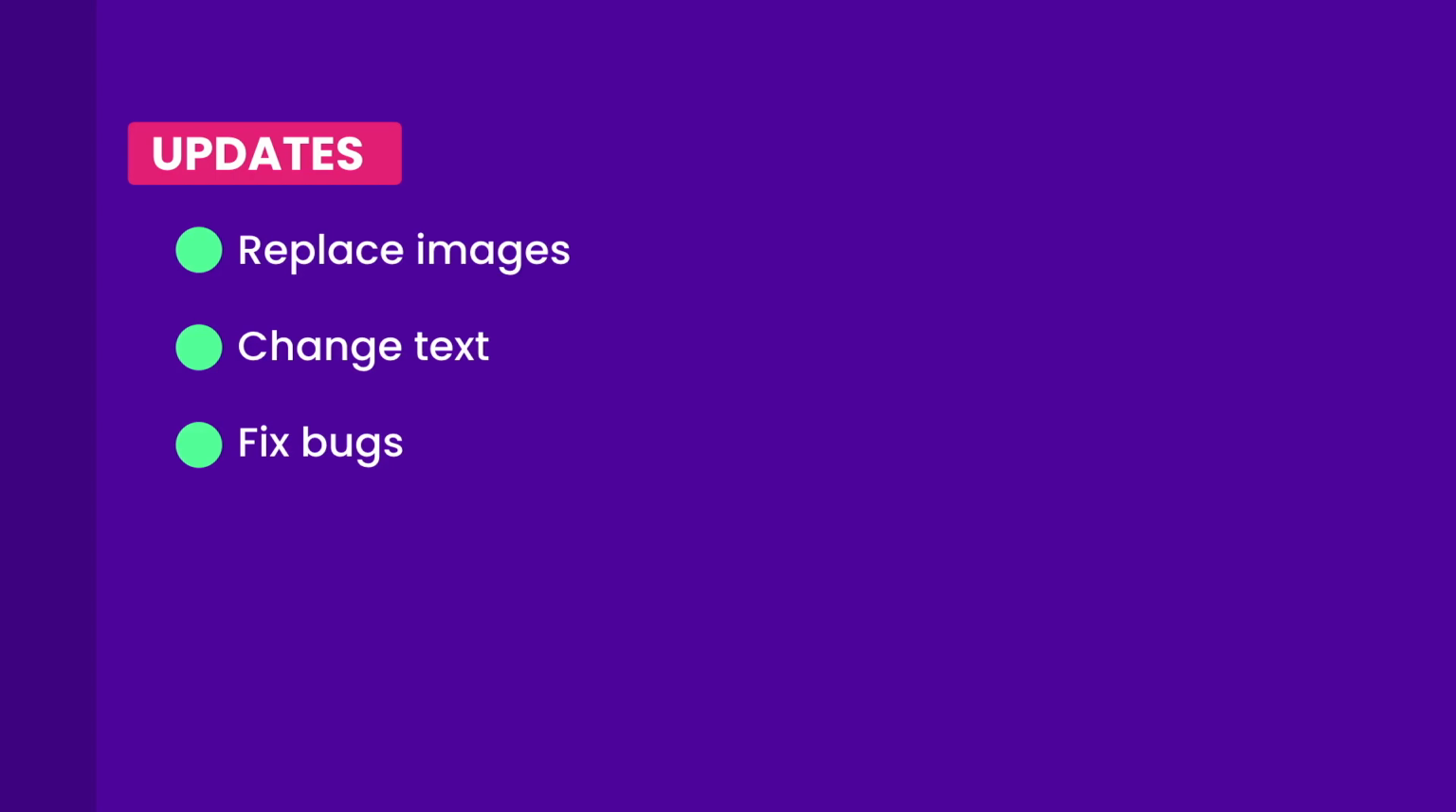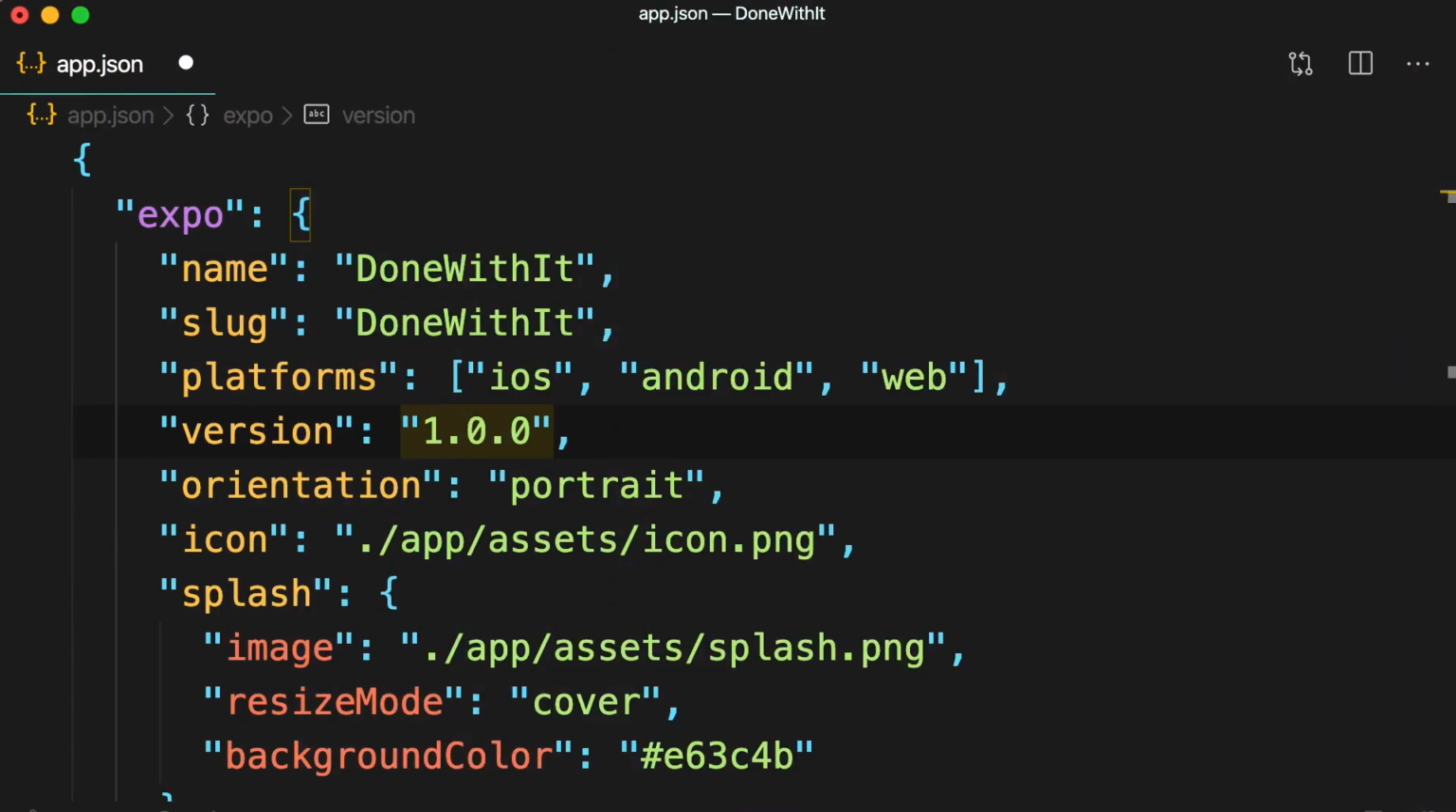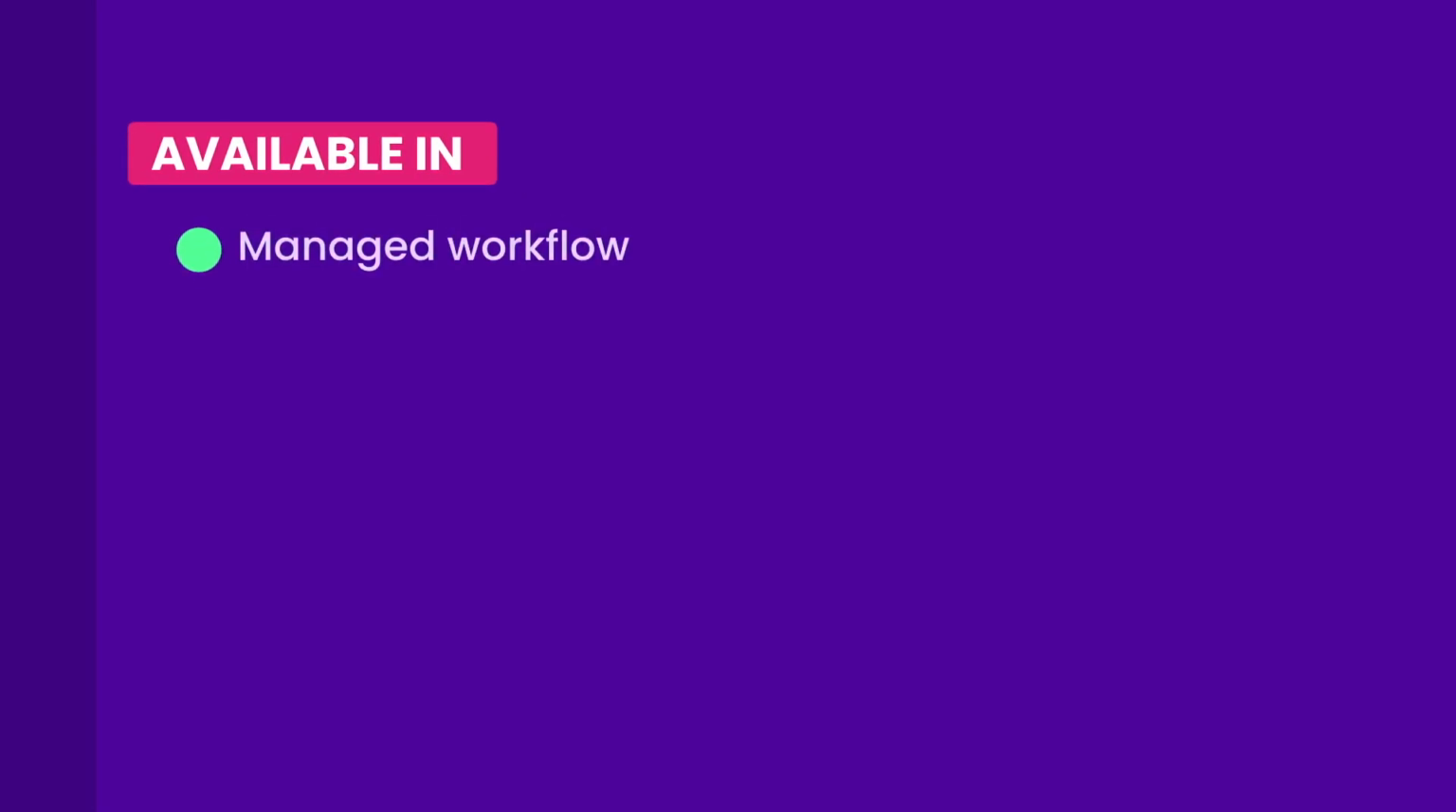With this, we can easily replace assets, change text, fix bugs, and ship new minor features. For shipping major changes, it's best to increase the version of our app in app.json and submit a new build. Also, if we change any of these settings, like our icon, splash screen, Expo SDK version, and so on, we have to rebuild our app and resubmit it to app stores. So over-the-air updates are amazing. Previously, we could use them only in the managed workflow, but now we can also use them in the bare workflow.